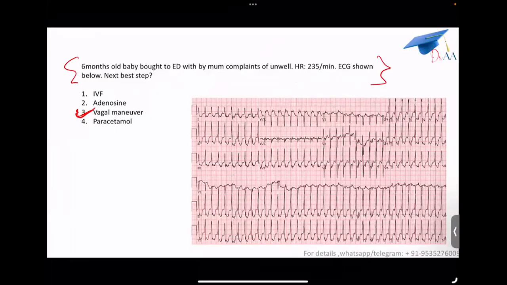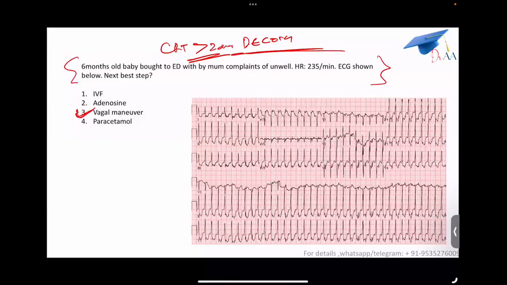Sorry, if a decompensated feature was given, like CRT more than 2 seconds or anything like this, then you would have considered giving adenosine directly. Since it was not mentioned, vagal maneuver will be the right option here, not adenosine. Let me repeat it. This patient did not have any decompensated features like collapse, CRT more than 2 seconds, or hypotension. Nothing has been mentioned. That's the reason vagal maneuver will be the right answer here, not adenosine.